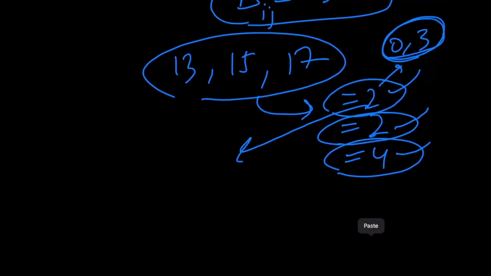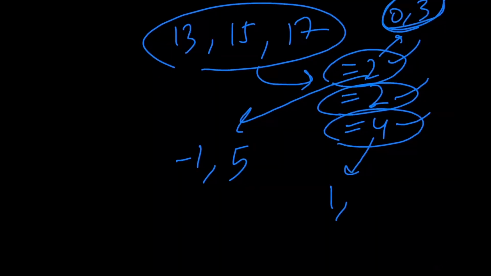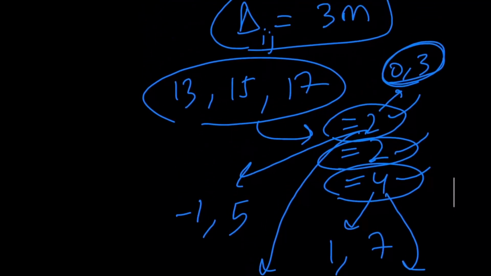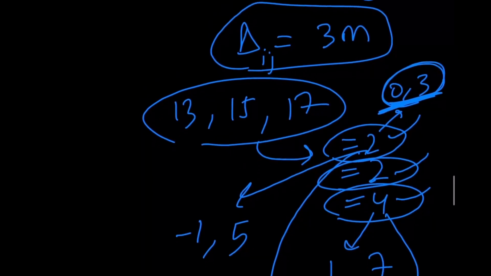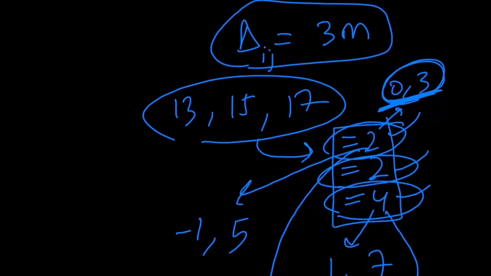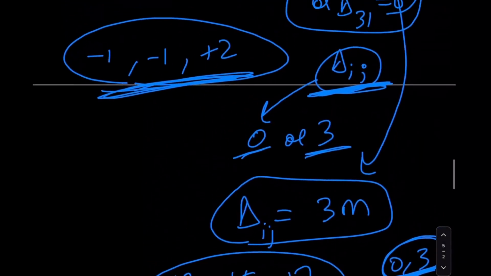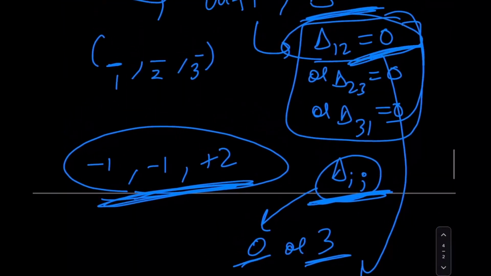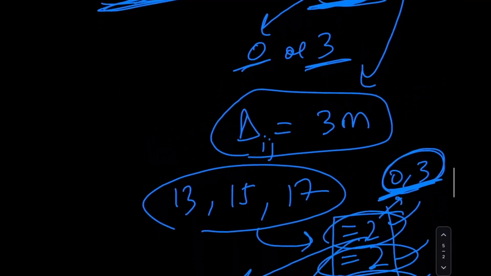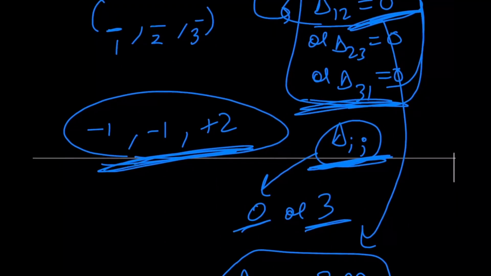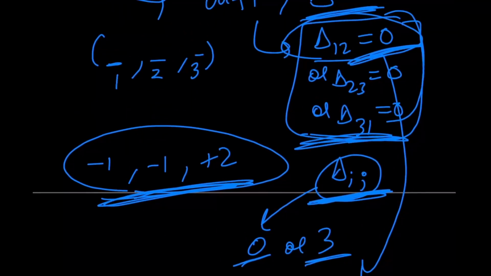So 2 can become -1, or it could become 5. And similarly, 4 could become 1 or 7, but it can never become 0. 4 can never become 0, and neither could 2 ever become 0, because the values always change by a multiple of 3. And since we have an improper multiple of 3, because these values are 2 and 4, and we eventually want a value of 0, and the transitions only change the values of delta by a multiple of 3, we are never going to reach the final state from the initial state.